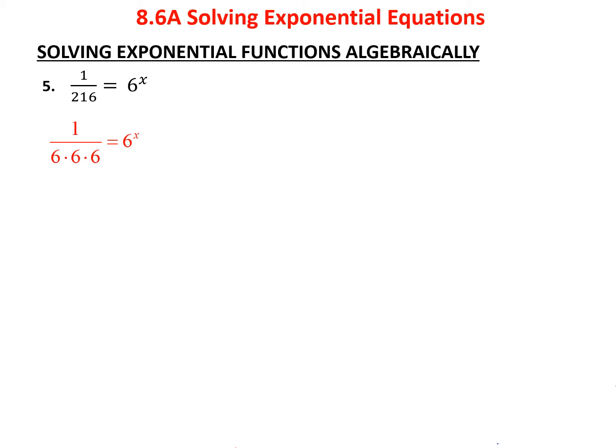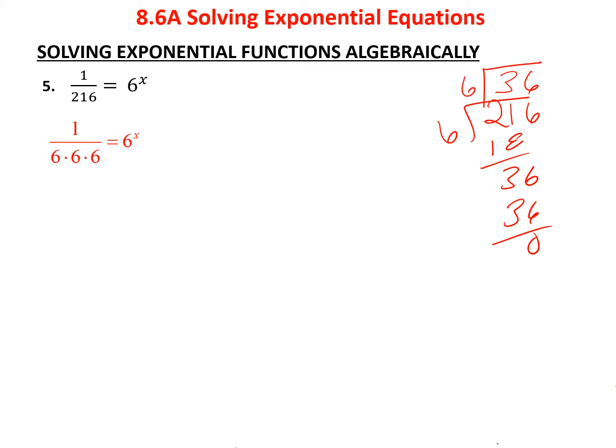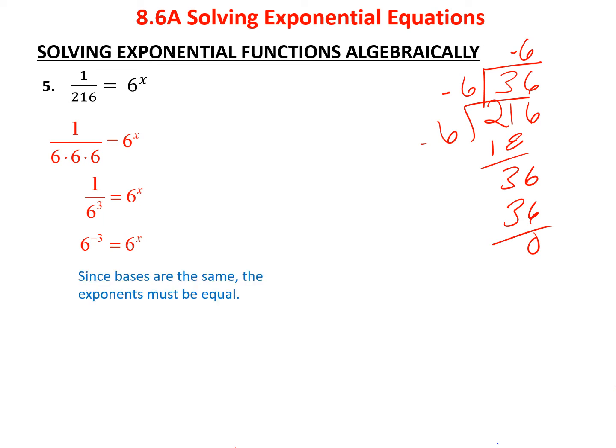If you weren't sure about that, you could sit here and go, okay, what's 216 divided by 6? Well, that goes in 3 times, with 3 left over, so it goes into that 36 times. And now I could divide 36 by 6 and get 6, so I have 1, 2, 3 6's that make 216. All right. Now, following like we did before, 1 over 6 times 6 times 6 is 1 over 6 cubed. But 1 over 6 cubed is 6 to the minus 3. And now, because the bases are both 6, we can set the exponents equal to each other, and we have x equals minus 3.